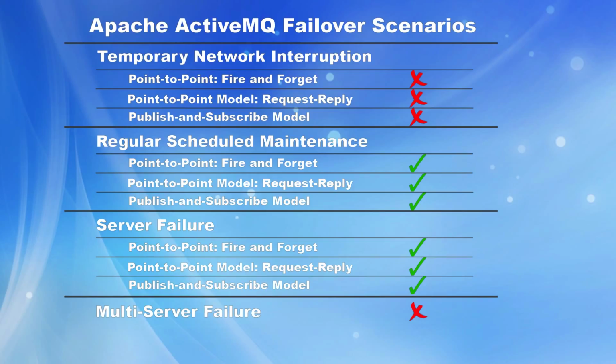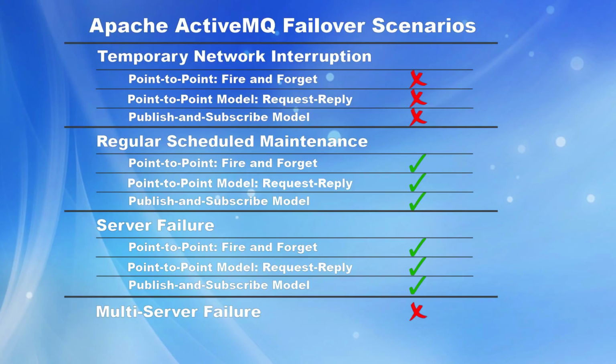Here we have a summary of our test results, and you can see that we completed a number of tests, including simple network interruption, regular shutdowns, and server failure. We checked for message duplication and message loss in each case using both point-to-point and publish and subscribe models.